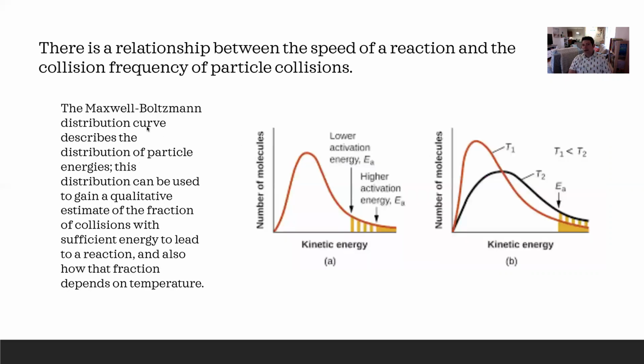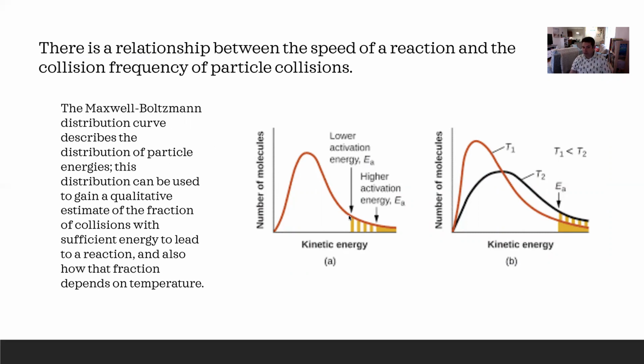All right, so now the Maxwell-Boltzmann distribution, and we've seen that before. This is a distribution for temperature. Here we're saying kinetic energy, right? It describes the distribution of particle energies. This distribution can be used to gain a qualitative estimate of the fraction of collisions with sufficient energy to lead to a reaction, and also how the fraction depends on temperature.